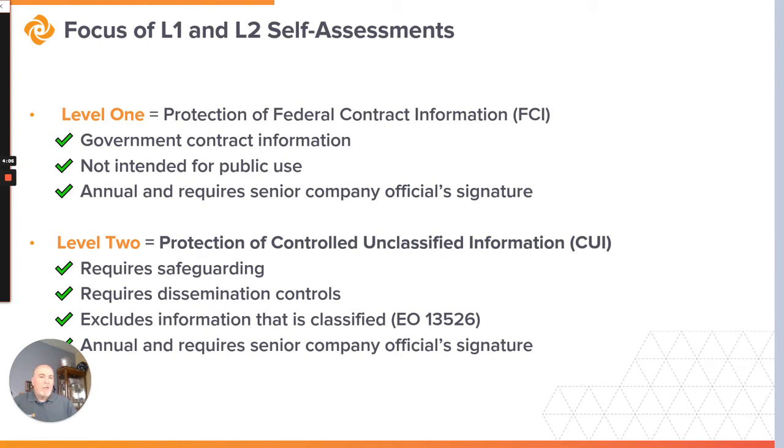Your assessment can apply to an entire enterprise network or to a very specific enclave, or what we call an authorization boundary. This will be based on the proper scoping of either FCI for Level 1 or CUI at Level 2 for how it's processed, stored, and transmitted. Organizations seeking compliance should be aware of specific terminology and should refer to the assessment guides for further information.